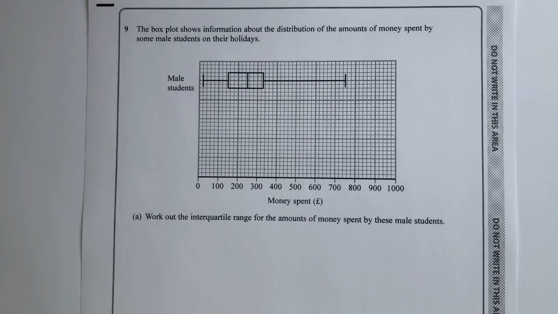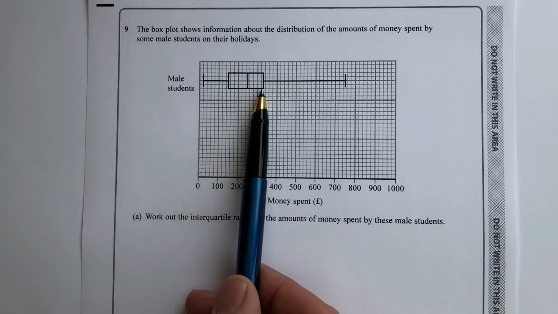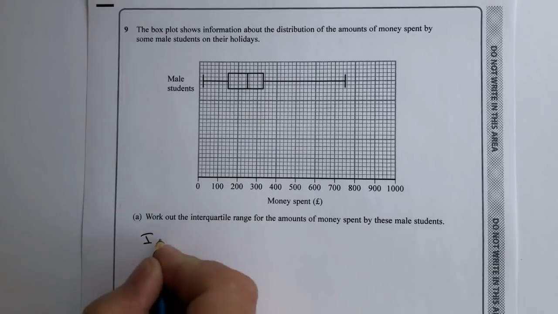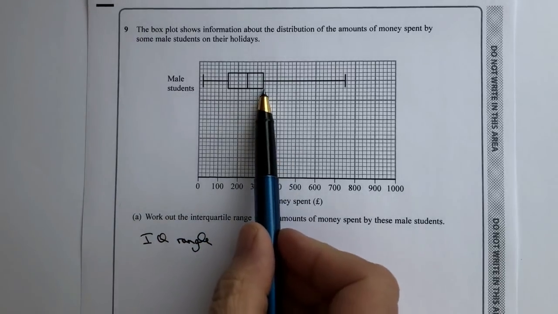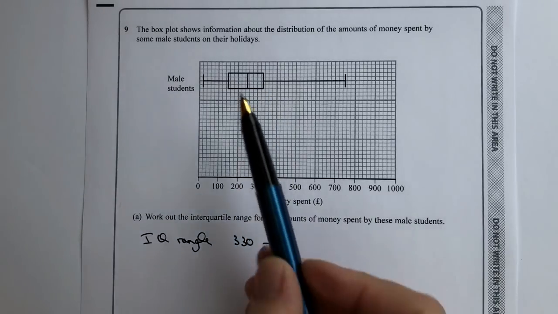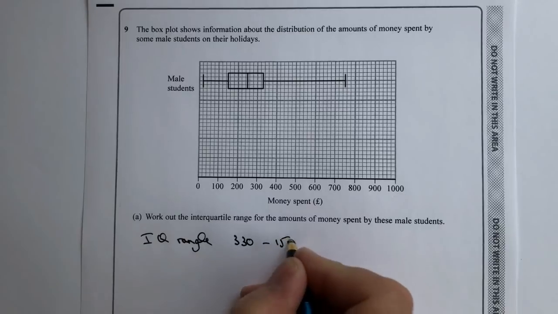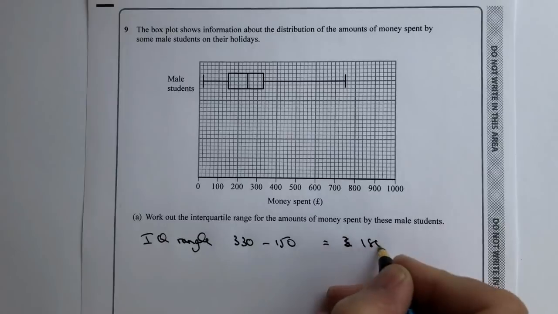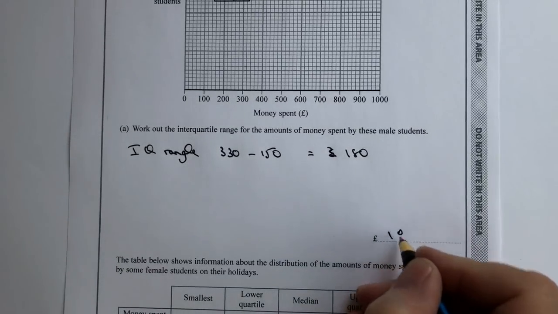So basically what we're saying is that this is the male students. The interquartile range is this length here, so it's the difference between the upper quartile, which is this one, which I think is 330, take away the lower quartile, which is this point here, which is 150. Okay, so that's going to give you an interquartile range of, oh, beg your pardon, 180. So £180 is their interquartile range.